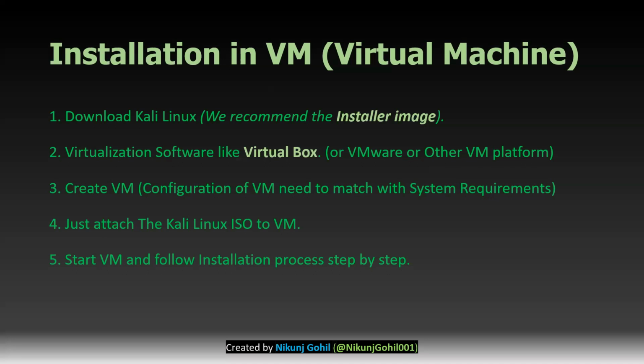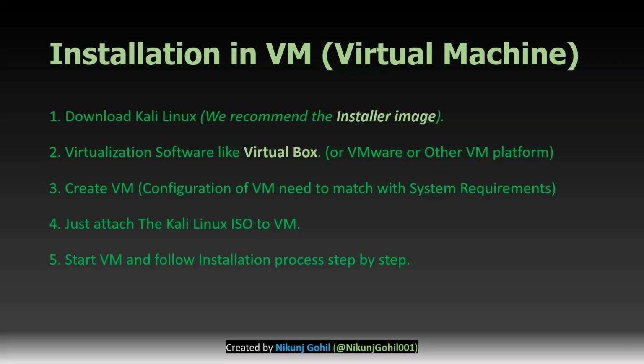Okay. Just attach the Kali ISO to the VM. That is our 4th step. And then our setup is ready to install. So in the 5th step, we'll start the virtual machine and we follow the installation steps. So let's start the download in the background.